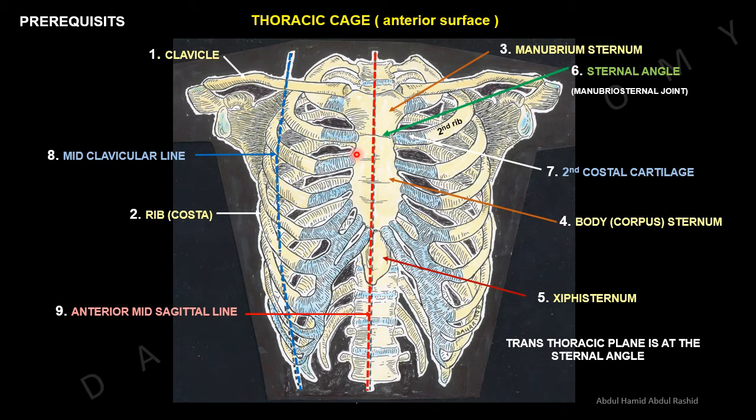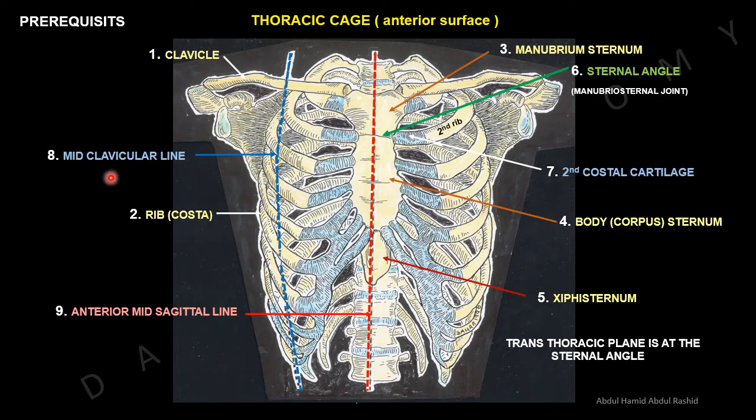What is important about this sternal angle is, if you do surface marking, lateral to the sternal angle is the costal cartilage of the second rib. So if you feel the sternal angle, you know that lateral to it is the costal cartilage of the second rib on each side. From here, you can count down, that means third rib, fourth rib, fifth rib, etc. So it is important for surface marking.